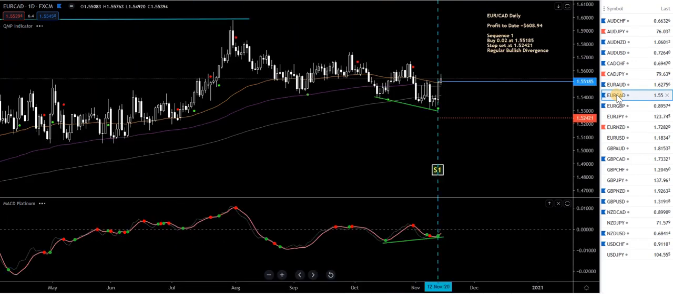Euro CAD, it's a little bit messy. No, it's not too bad. It must be the 12 hours that's messy. We had a buy here on Friday. It's gone up a little bit, stop in place. Read my notes, regular bullish divergence, hence the stop. As you can see, there's a high here, lower high, slightly lower high. So I'm fighting against the trend here. It's a high risk trade, hence the stop in place. And the MACD platinum's pretty close to the zero level, so we'll see how it goes. But it's all right at the moment.